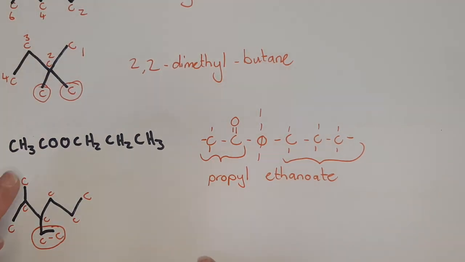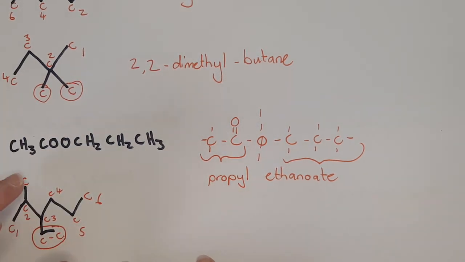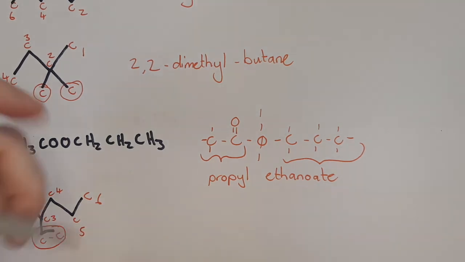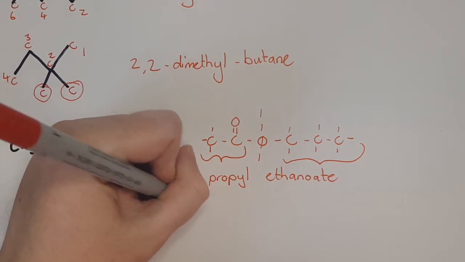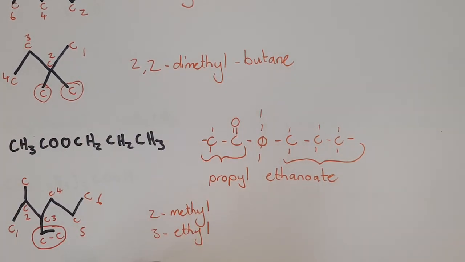Okay, so if I look at this longest chain, 1, 2, 3, 4, 5, 6, no matter which way I go, if I start on this side, that gets the 2 and that gets the 3. So that's the smallest numbers. So I can say 1, 2, 3, 4, 5, 6. So on carbon 2, I have a methyl. On carbon 3, I have a 2 carbon side chain, and 2 carbons is eth. So I have an ethyl. Okay, so I have 2 methyl, and I have 3 ethyl as the side chains.